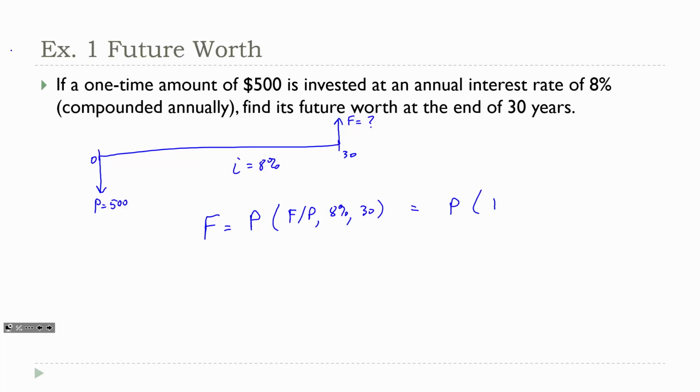1 plus I to the N. I needs to be in decimal format. So P in this case is 500. That gives $5,031. So in 30 years at 8%, that will be worth $5,031.